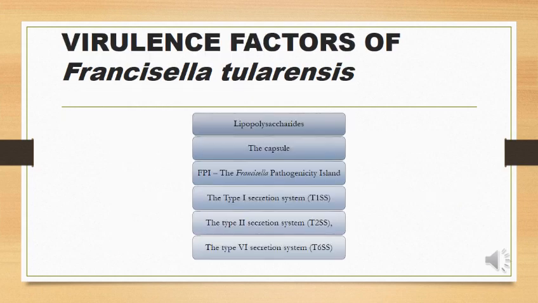Virulence factors of Francisella tularensis: lipopolysaccharide, capsule, FPI, the Francisella pathogenicity island, type 1 secretion system, type 2 secretion system, and type 6 secretion system.